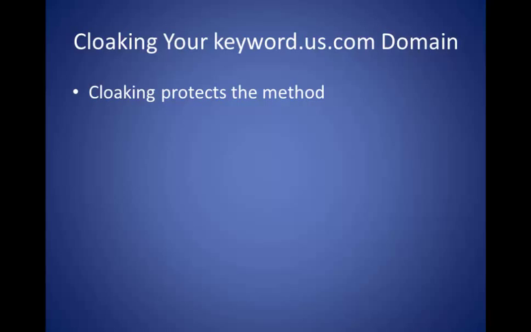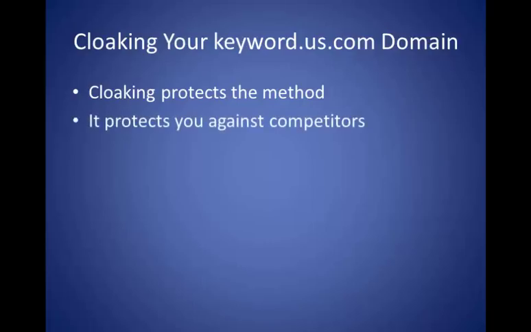So if you want to protect your key terms from other competitors, you need to make sure that you cloak. That's the best way to guarantee that they don't know what you're doing. Because a lot of them are going to see that you're ranking a domain, and they're just going to think you got lucky or that there's some special type of link you got that they don't have. And if they realize that all they have to do is buy a .us.com domain, they're going to do it and they're going to rank. So the best approach to protect yourself from competitors and to protect the method itself is to cloak. And it also drives your competitors crazy.